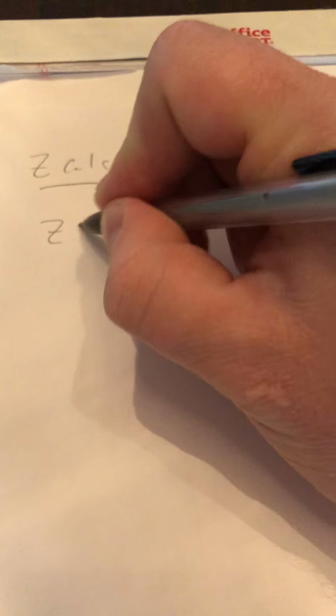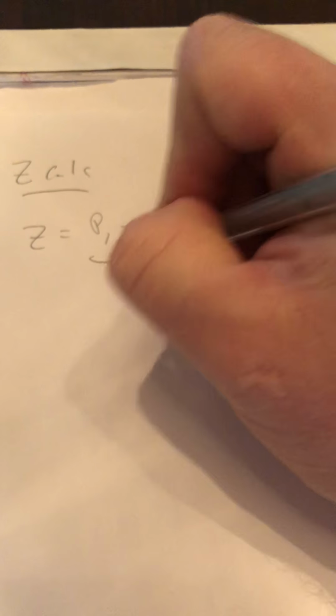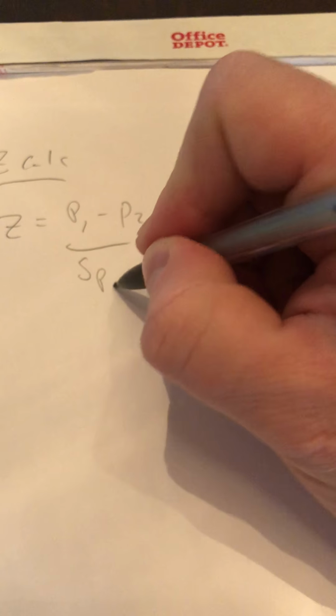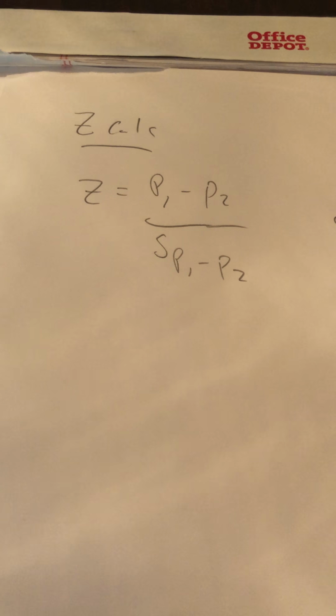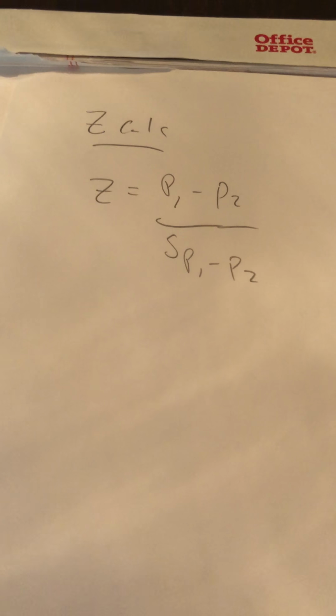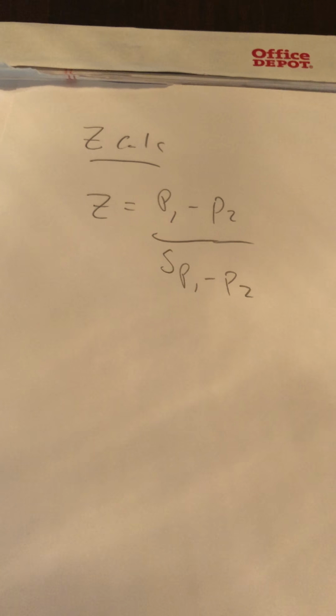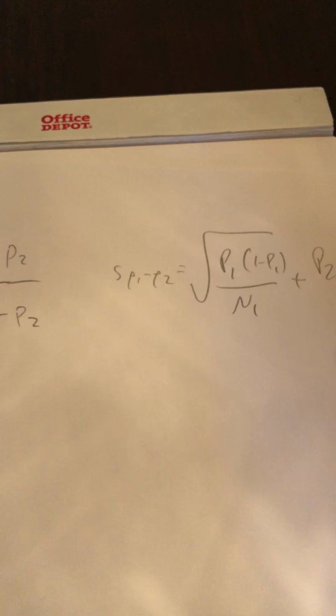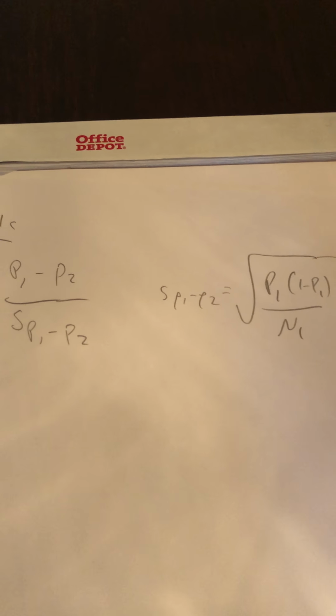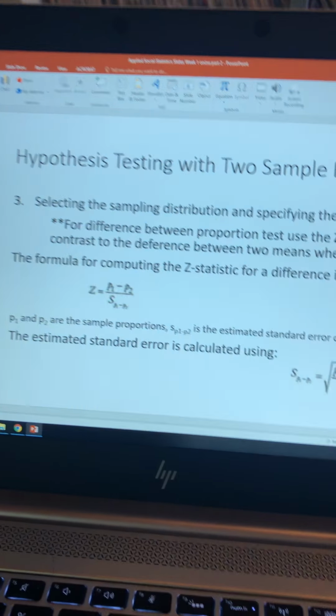Here's our z calculation. The equation is z is equal to p1 minus p2 over the standard error of the difference. And in order to get that, we had to use this: the standard error of p1 minus p2 is equal to the square root of p1 times 1 minus p1 over n1 plus p2 times 1 minus p2 over n2. Nothing tricky there. I just wrote out this equation so you can see it.